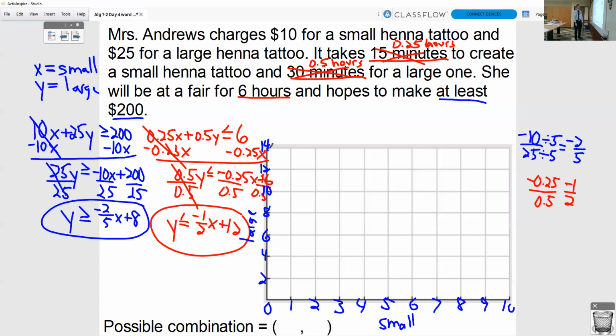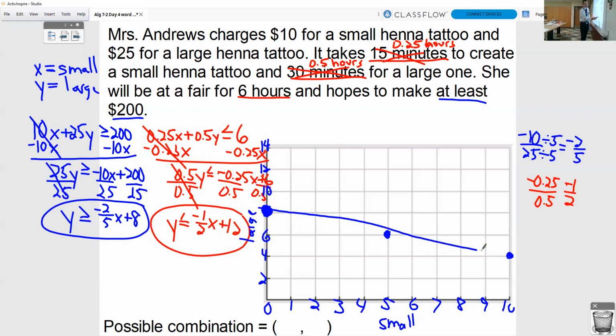When we go to graph this, my first point for my blue is at a y-intercept of 8. So I'm going to put a dot right there at 8. Now I'm going down 2 over 5 according to my slope. Be very careful, down 2 is not down 2 blocks, it's down 2 units. So that's really down 1 block and then over 5. So I'm going to go all the way over to here. Down 2 over 5, which is really down 1 block and over 5.